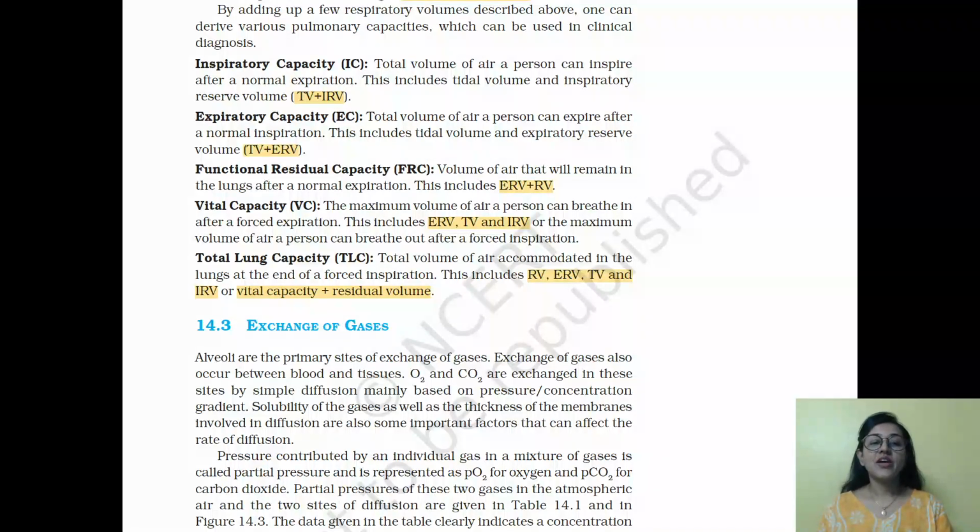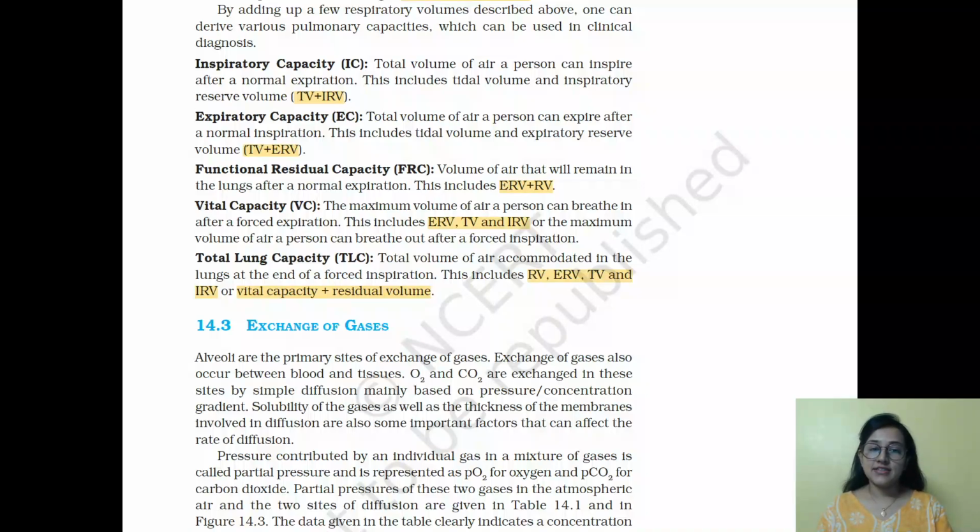Let's start. By adding up a few respiratory volumes as described above, one can derive various pulmonary capacities which can be used in clinical diagnosis. The first one, inspiratory capacity or IC. Total volume of air a person can inspire after a normal expiration is the inspiratory capacity. This includes tidal volume and inspiratory reserve volume. So we can say IC equals TV plus IRV.